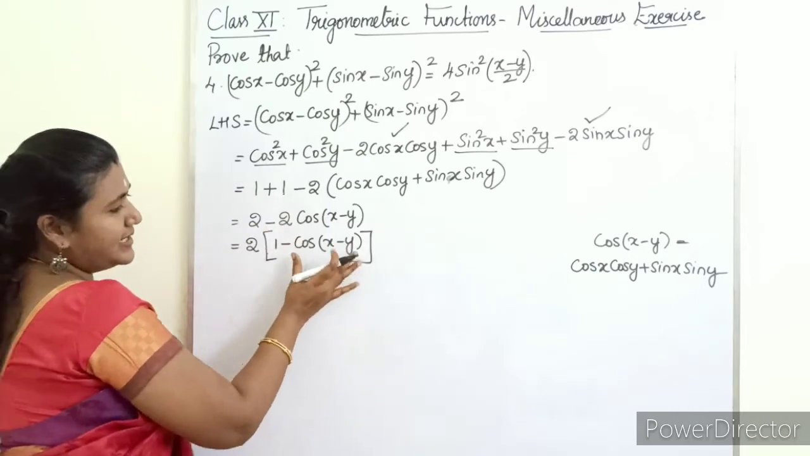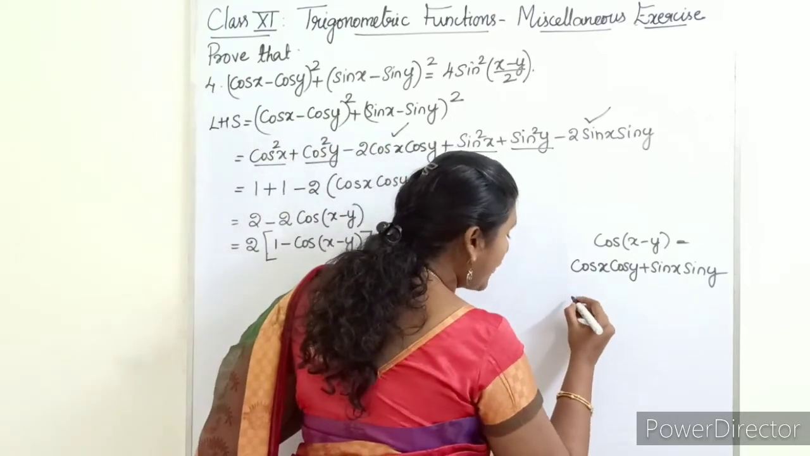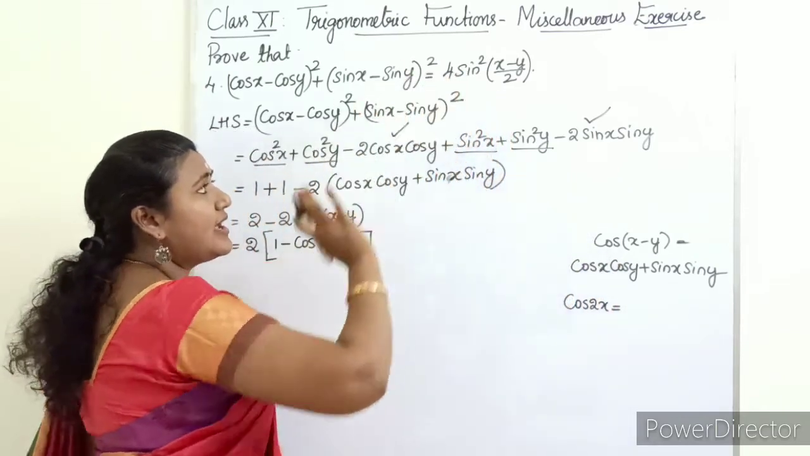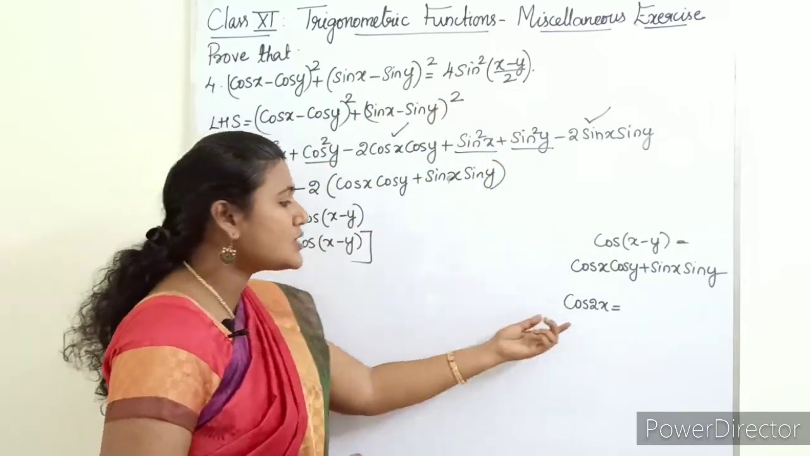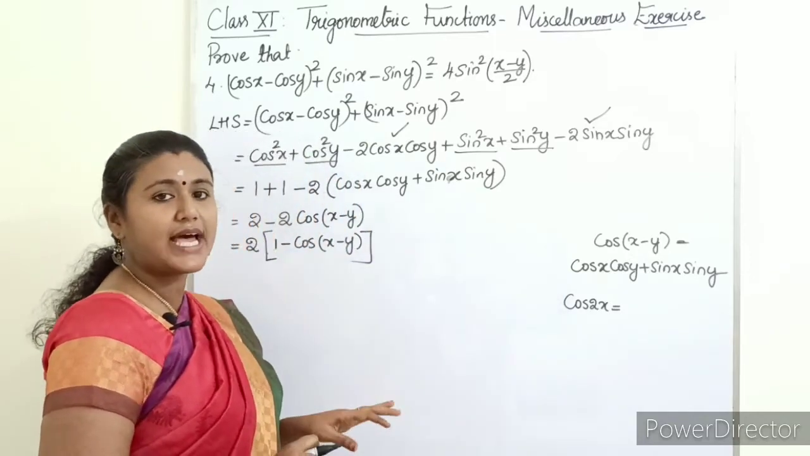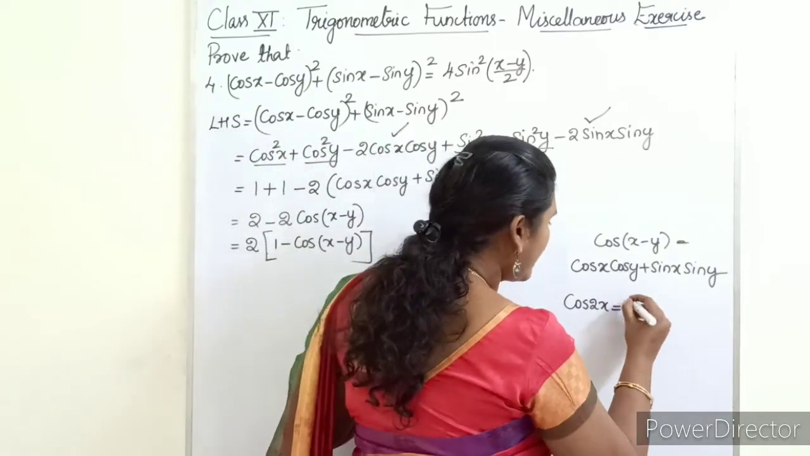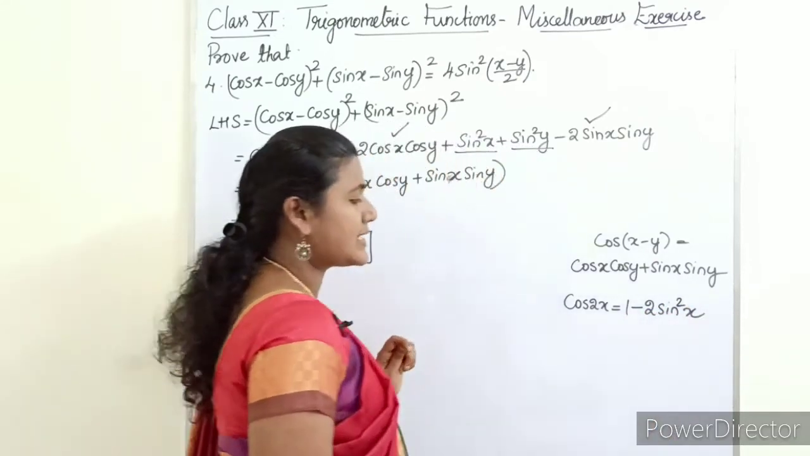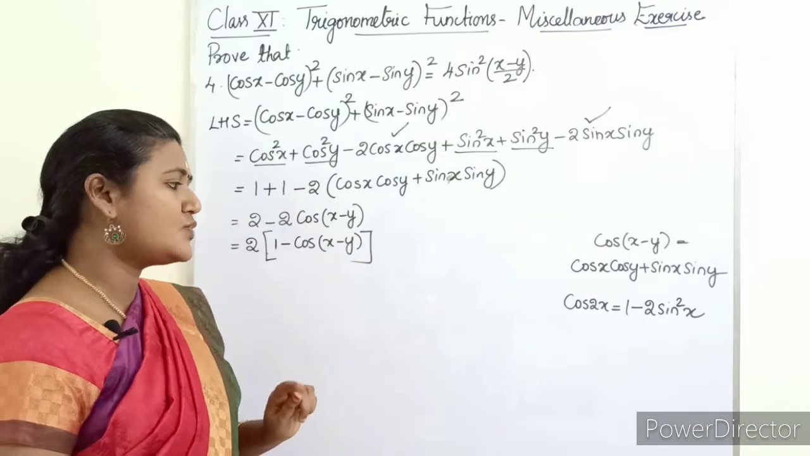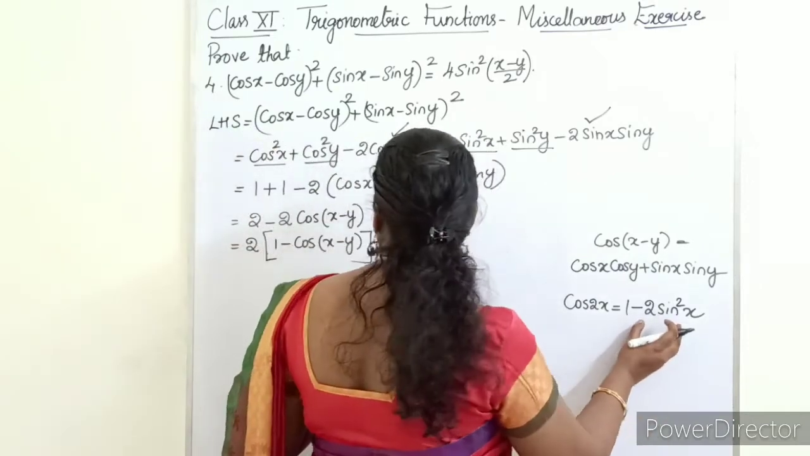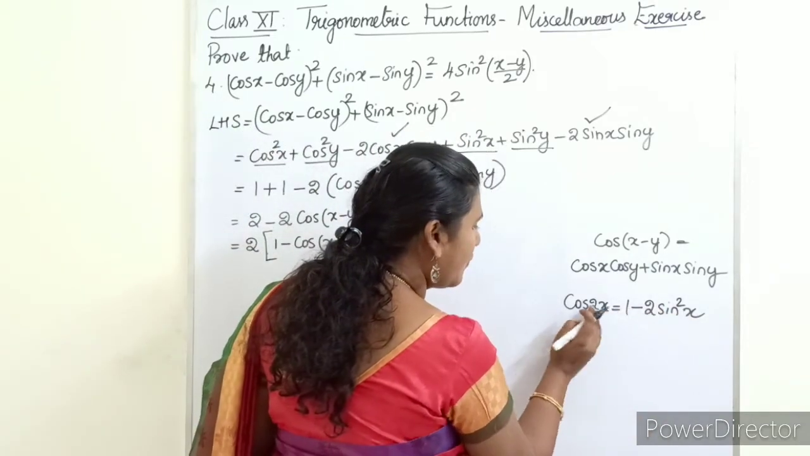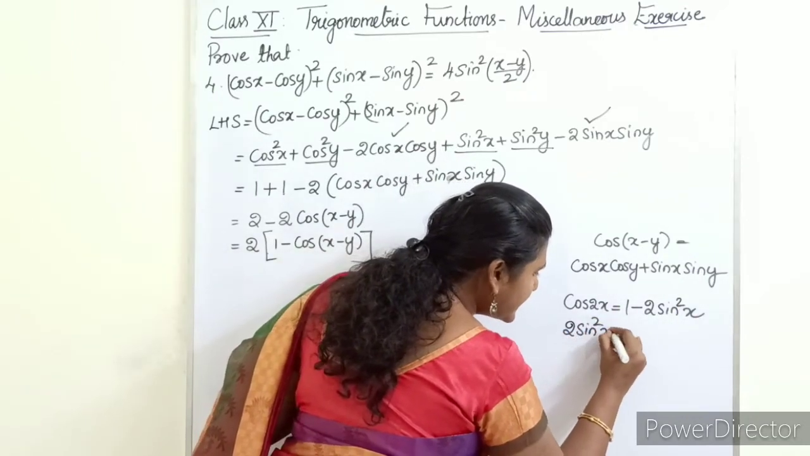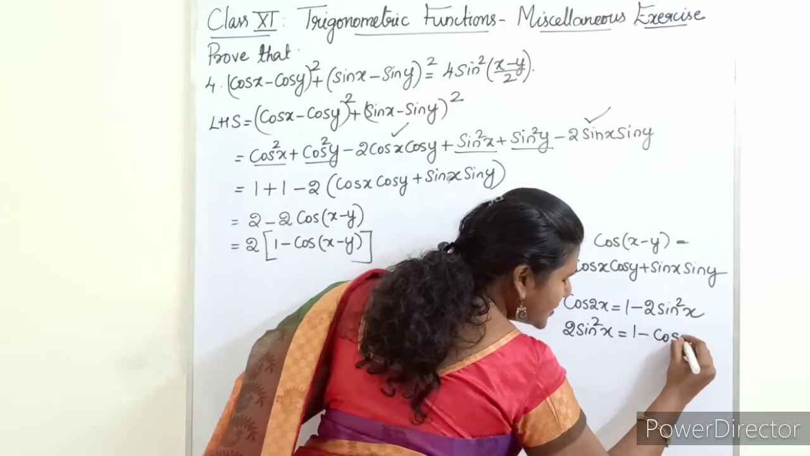Now we'll see here, we have the formula cos 2x is equal to, see here in the answer, we have a sin. So the cos 2x formula in terms of sin you have to take now. So the formula is 1 minus 2 sin square x. So cos 2x is equal to 1 minus 2 sin square x. So from this, we can write, this cos 2x will bring to this side. Okay. So 2 sin square x is equal to 1 minus cos 2x.